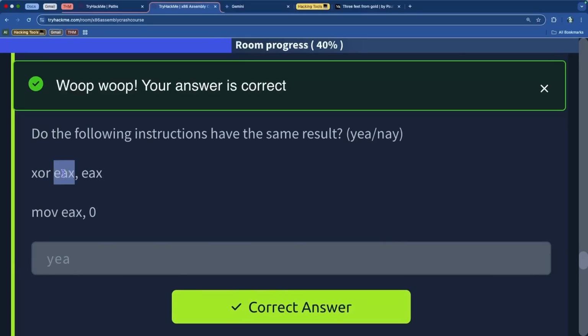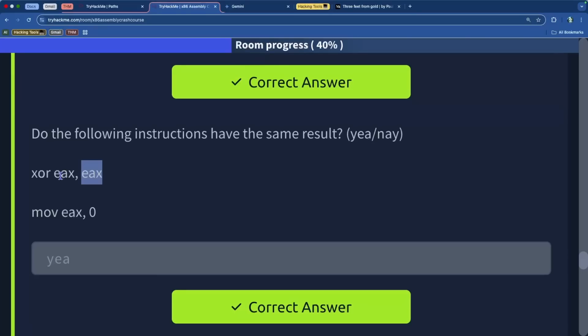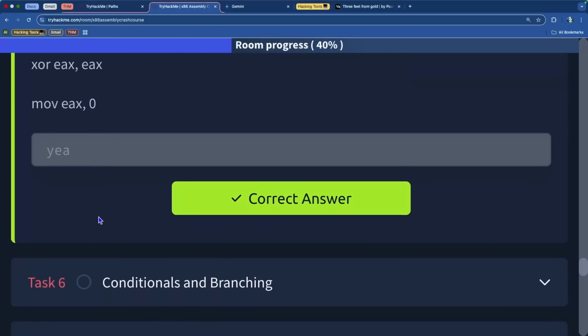Because it's comparing these two, right? XOR is comparing these two. And if they are opposite, then it will give you a 1. But if they're the same, it's going to return a 0. And then if you move into this destination the value of 0, then you're getting 0 in both of these. So yes, that is the same.